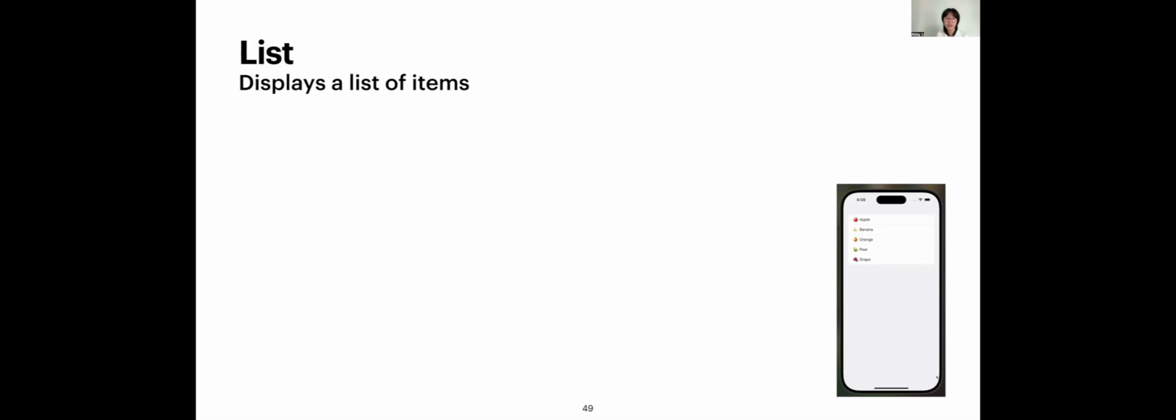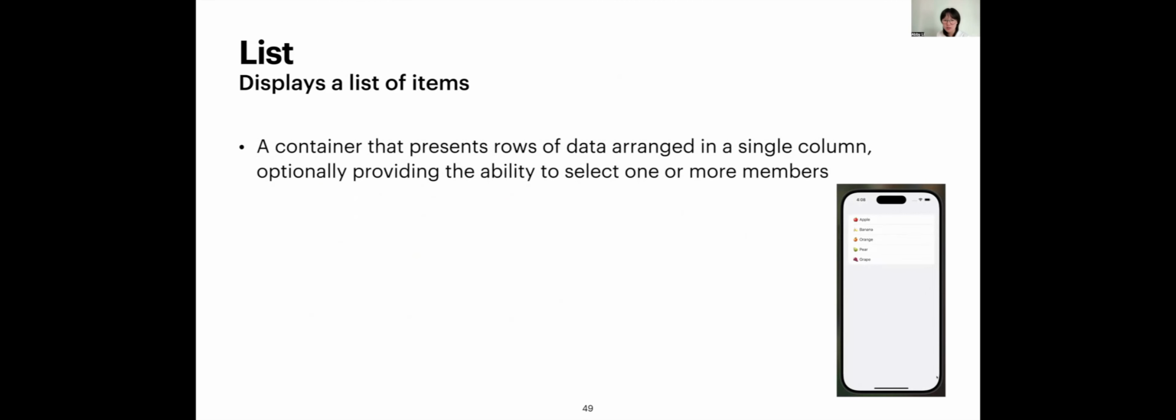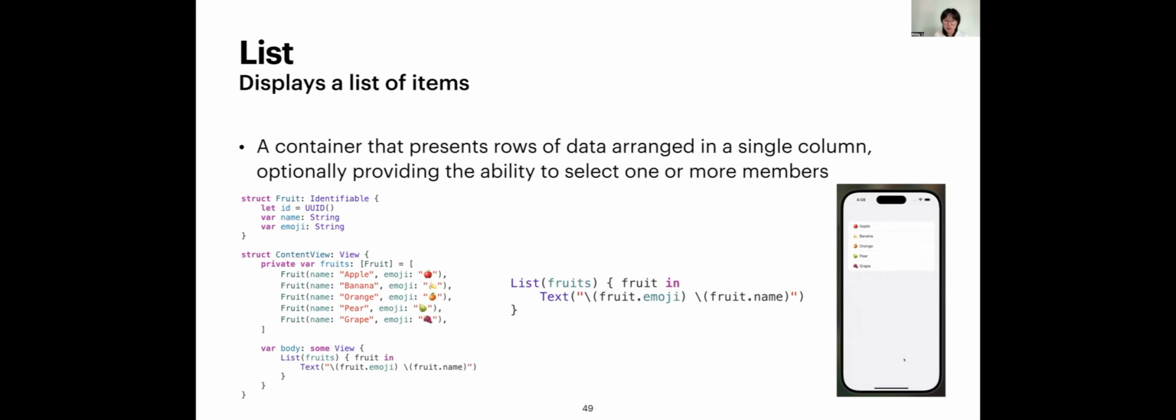Now ForEach generates views, but doesn't give you scrolling or the native iOS listing styling. For that, use List. So List is a container that displays rows of data in a single scrollable column. It also supports selections and editing. The syntax is nearly identical to ForEach.